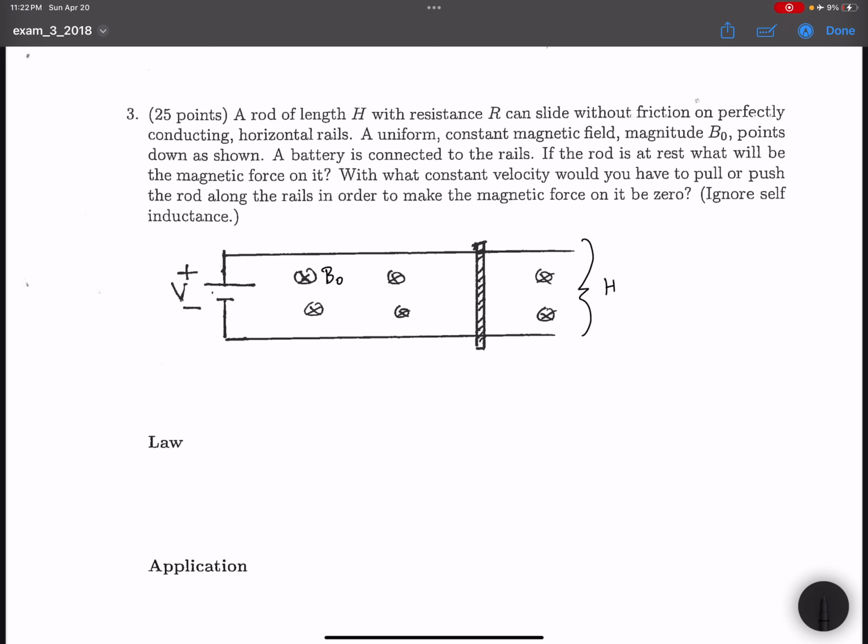If the rod is at rest, what will be the magnetic force on it? Okay, so that's one question. This seems like a two-parter. It absolutely is, Brooke. I see a 3A and 3B on the answer sheet. Well, we're not looking at the answer sheet. Oh, yeah, so we have to find the magnetic force if it's at rest. And with a constant velocity, would you have to pull or push the rod in order to make the magnetic force on it be 0? Okay, great question.